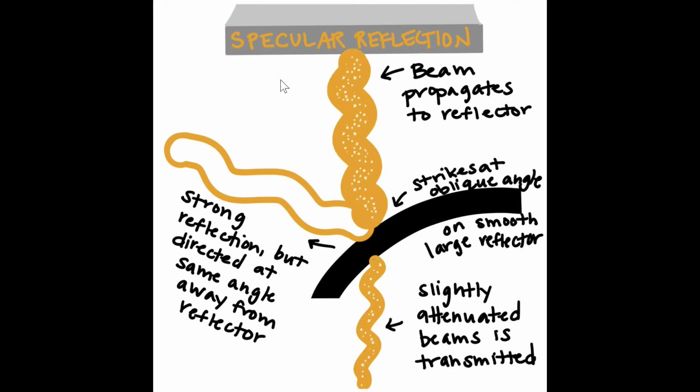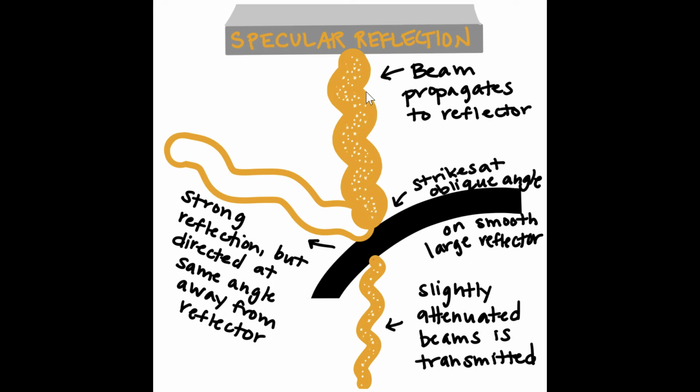In the case of specular reflection, the ultrasound transducer is going to emit the beam that will propagate into the body, and then it's going to interact with a very large, smooth reflector. Now, the particular thing about specular reflectors is that however the sound beam hits it is how the echo is going to leave it. So if a specular reflector were to come in at 90 degrees, it would bounce right back at 90 degrees and we would get an amazing image from it.